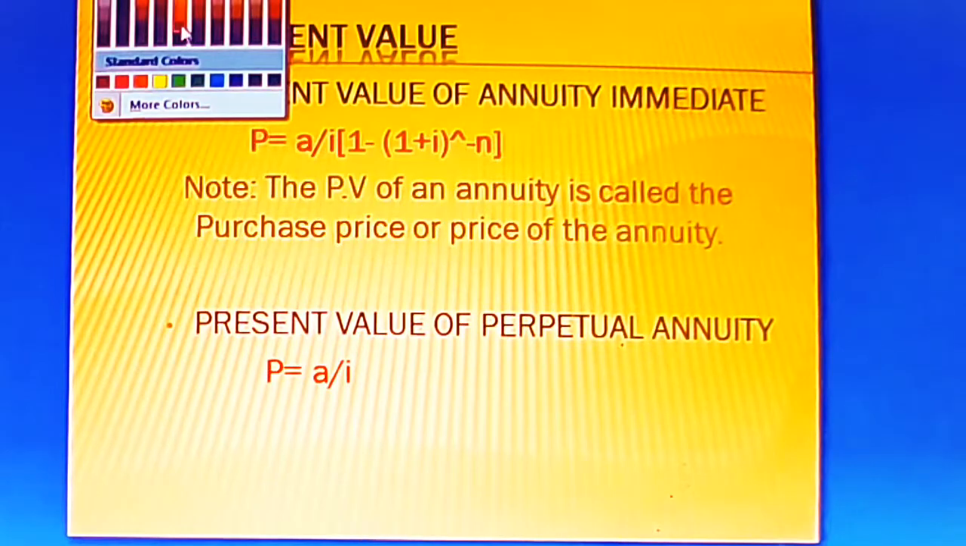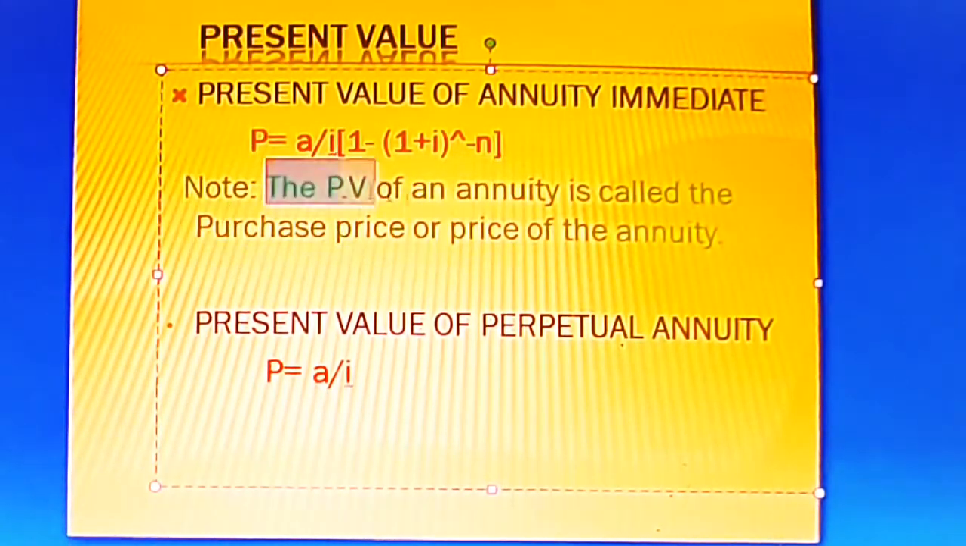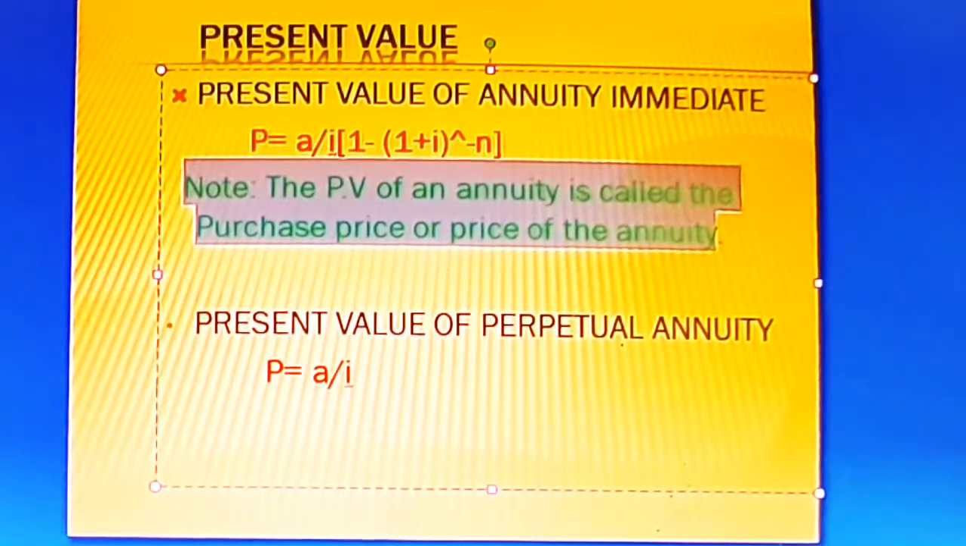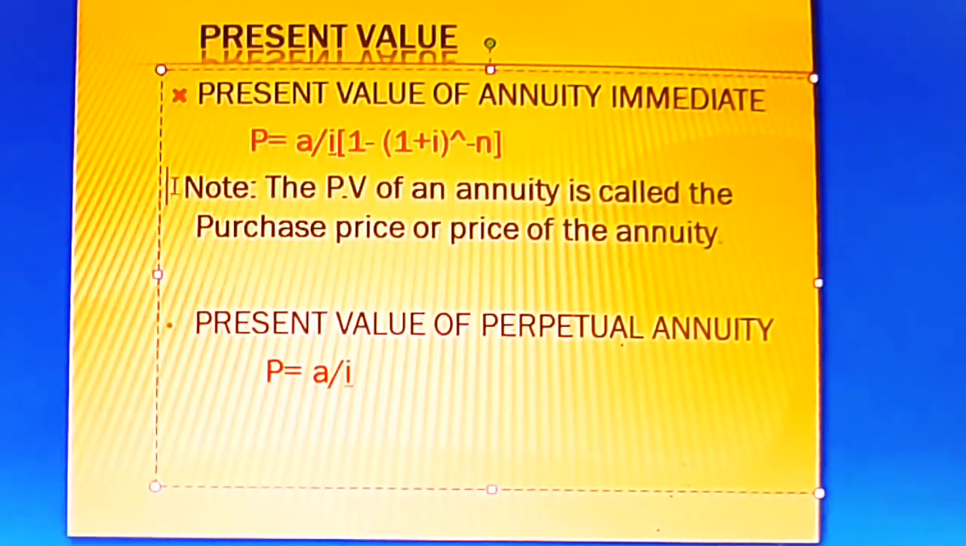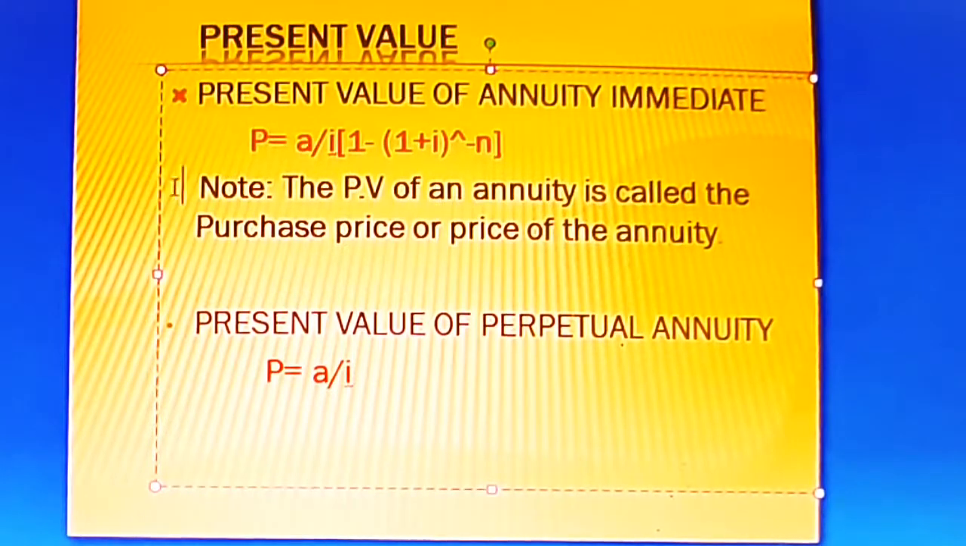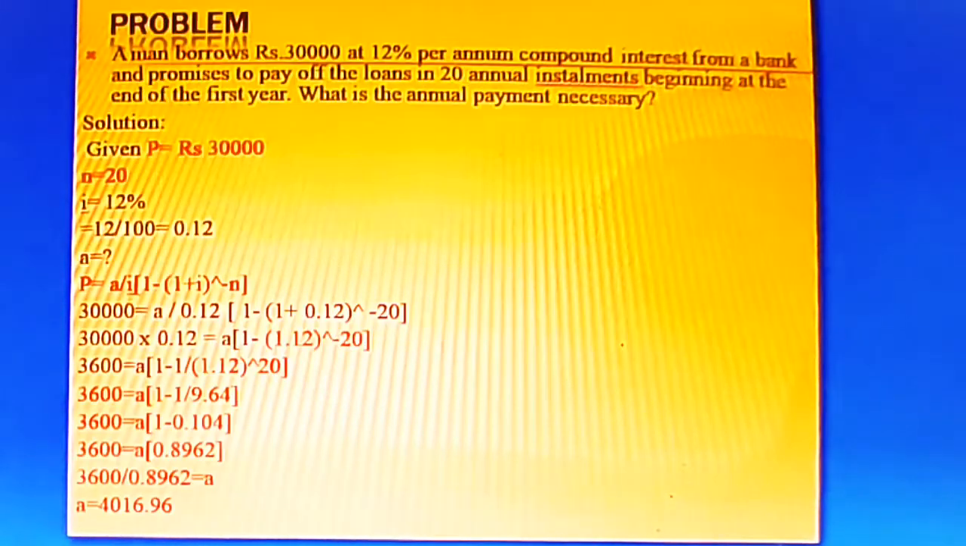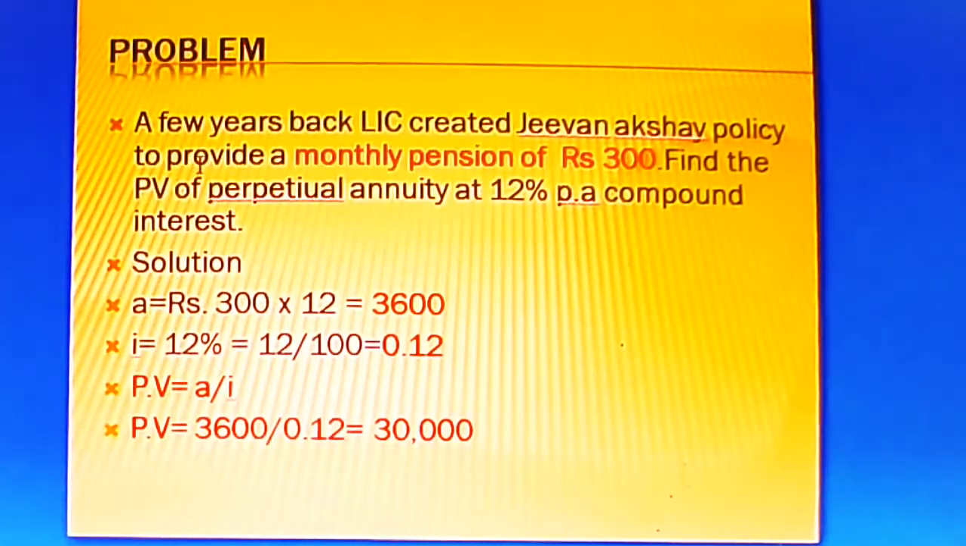And make an important note. Here they say the present value of an annuity is called the purchase price or price of the annuity. This is the clue. Okay, students, if you're going to borrow some money, that money is the present value of the annuity. So this is an important note you should remember. Then we solved a problem based on present value of immediate annuity. We also solved a problem based on present value of perpetual annuity.